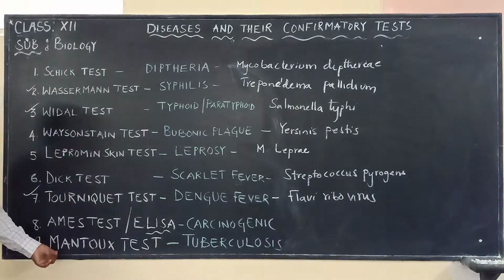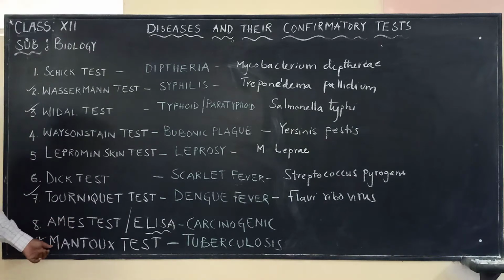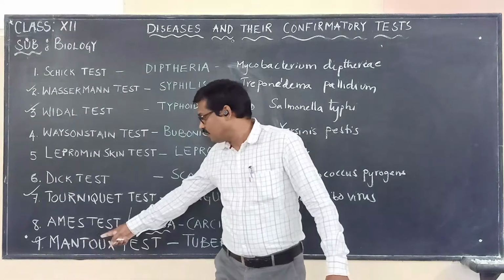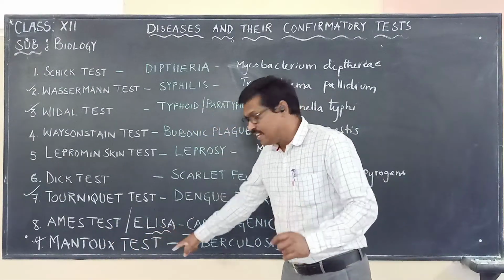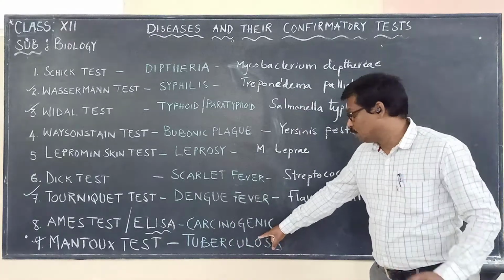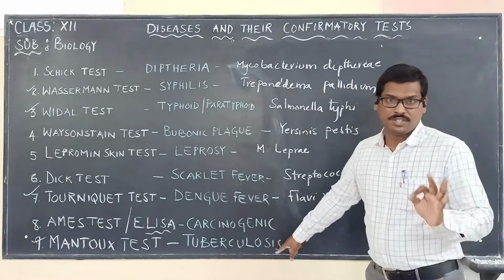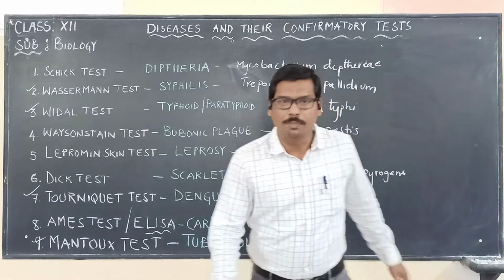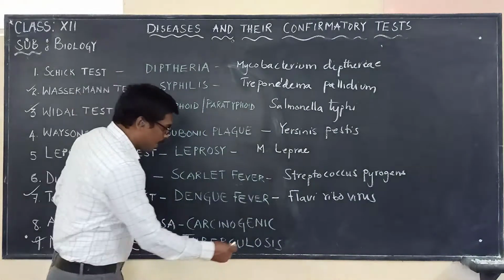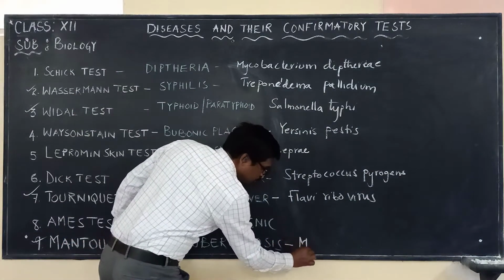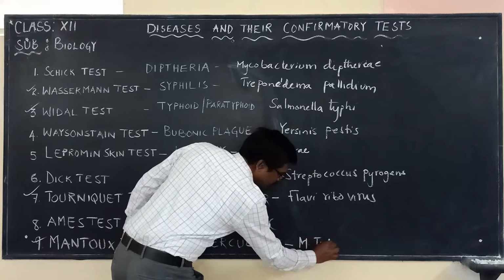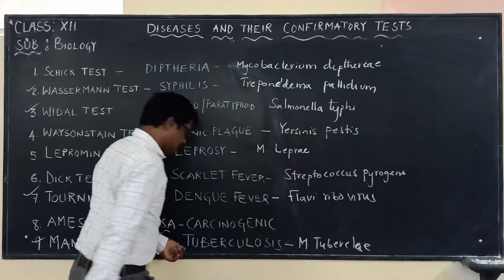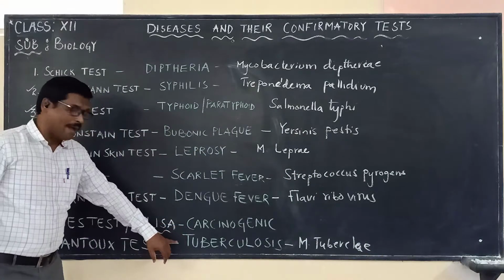And the other one is the Mantoux test, which is also a very common one that we come across. The Mantoux test is used to confirm tuberculosis, which is infecting the lungs. This disease called tuberculosis is caused by Mycobacterium tuberculosis, the bacteria which causes tuberculosis.